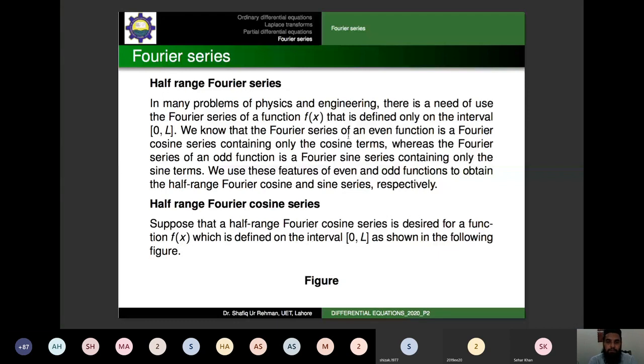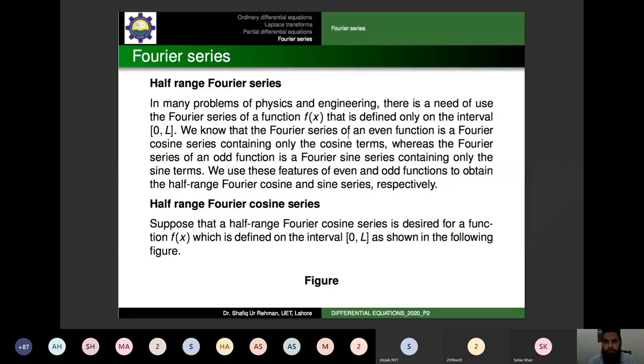In many problems of physics and engineering, there is a need to use the Fourier series of a function that is defined only on the interval from 0 to L. What we have seen so far, every time the interval would be minus L to L or from 0 to 2L, a complete description. But over here we see that this is going to be the half of the interval.